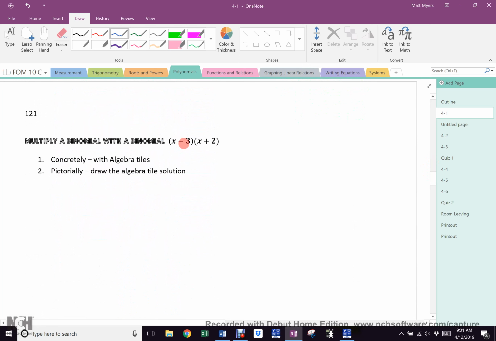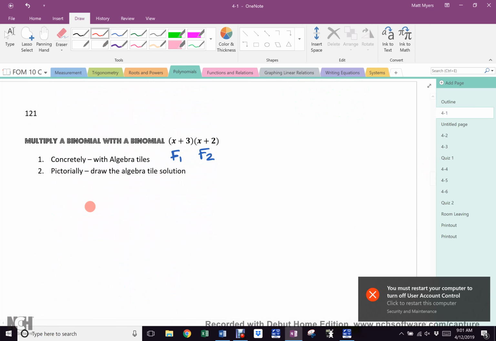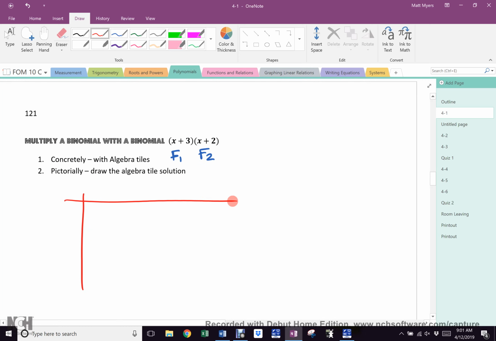What's different now? There's still two factors, right? So there's no difference. There's still factor 1 and factor 2, right? Where do the factors live? On the outside. So x, 1, 2, 3. Agreed? X, 1, 2. Agreed?